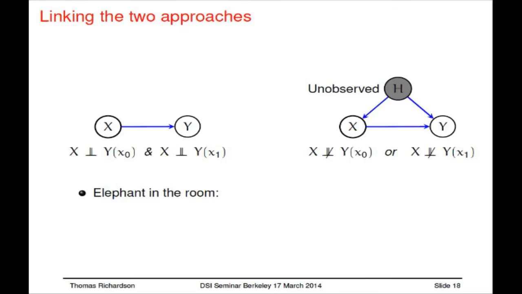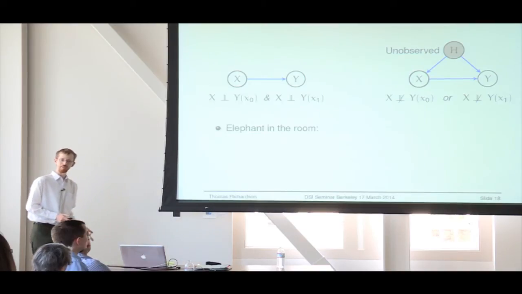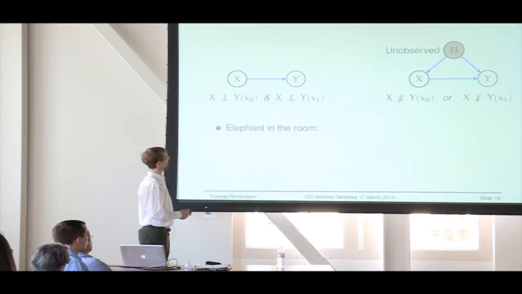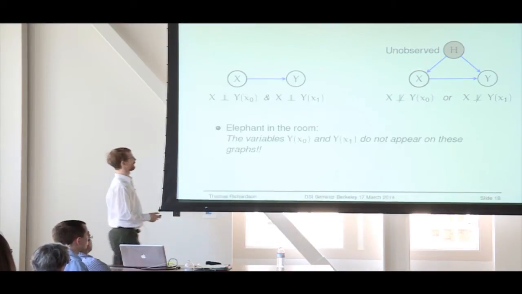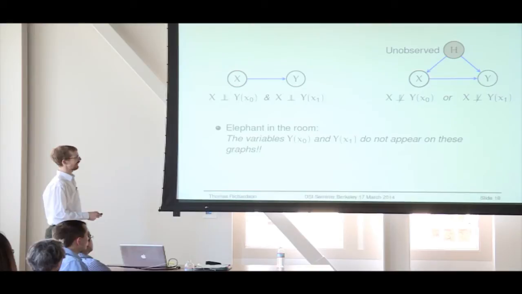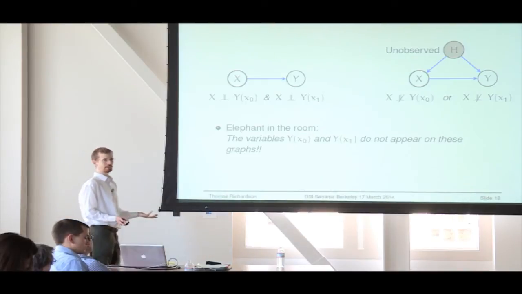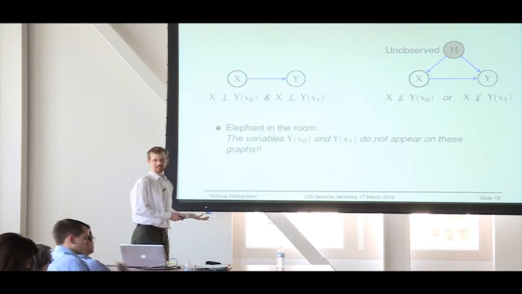So I give you this graph, I tell you it has a causal interpretation, and that we can read off conditional independence properties from it. You might think, well, we understand that no confounding means these two independences hold. Surely I should be able to read that off the graph? These are independences, we've got a graph, it's causal. But there's an elephant in the room: I don't actually have these two variables on the graph. It doesn't matter how long I stare at it, those variables do not show up, so I can't read those independences directly off the graph.